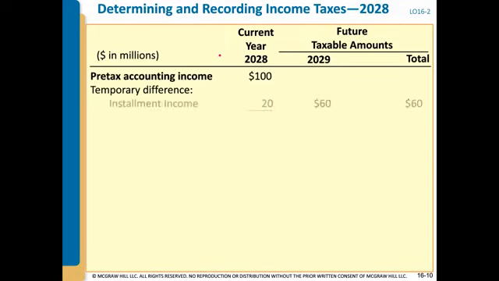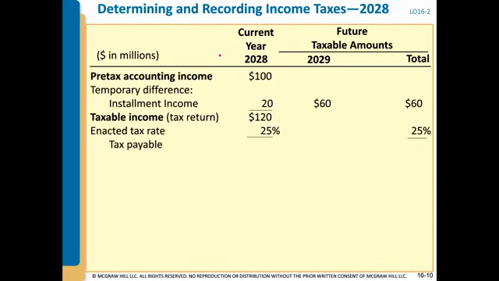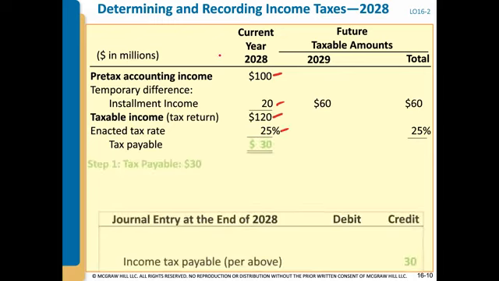Let's move on to 2028, see what happens there. Pre-tax accounting income is 100. Now we have to recognize for tax purposes the cash we received of $20 million. So our taxable income is $120 million. And the tax rate is 25%. So our taxes payable for 2028 is $30. So we're going to credit, step 1, credit income tax payable, $30.